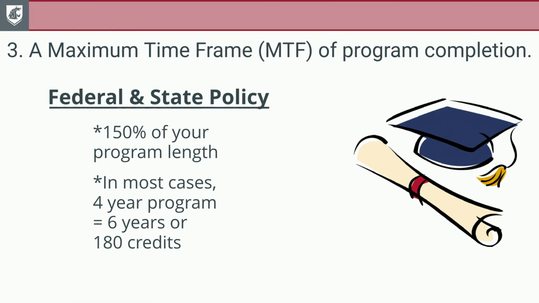And third, a maximum time frame of program completion. The policies for both the federal government and Washington State allow students to receive aid up to 150% of their published program length. In most cases, this means that a student in a 4-year program can receive aid for up to 6 years or 180 credits.